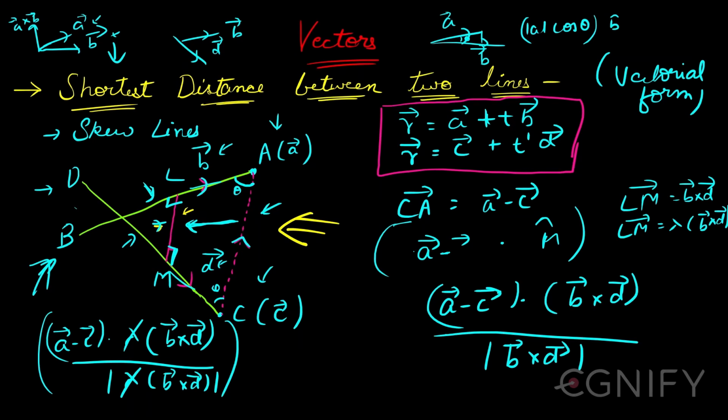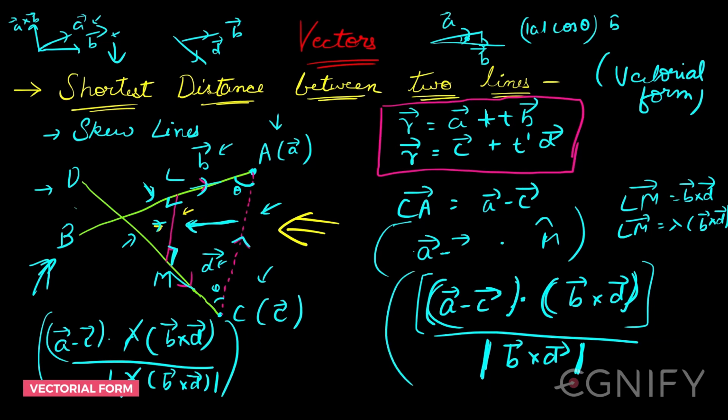Is it a vector or a scalar? Yes, the answer is a scalar, because this A bar minus C bar is a vector, B cross D is a vector. I'm taking the dot product of these two. So I'm getting a scalar on top. And this B cross D is obviously a vector, I'll be taking the mod of that. So I'll get a scalar. This entire quantity is a scalar. It's a number. What does this number indicate? That number indicates the length of this LM. Right, that is what I was looking for. So I projected AC on LM and I'm getting the length of LM.